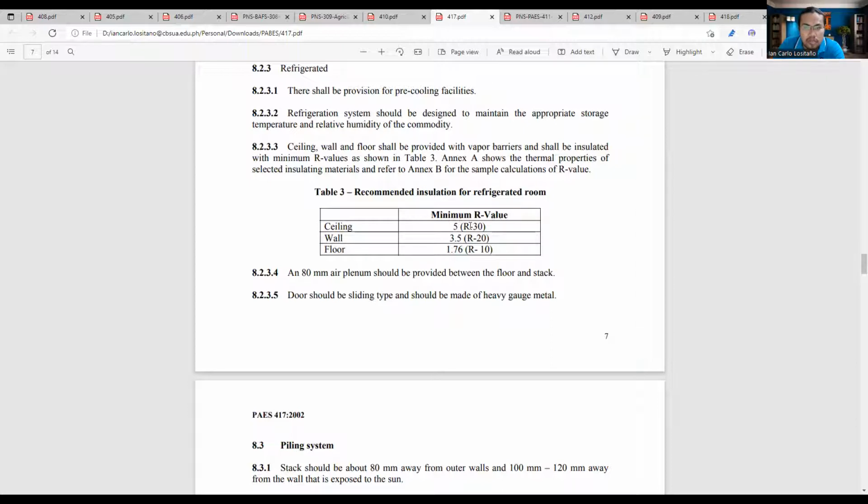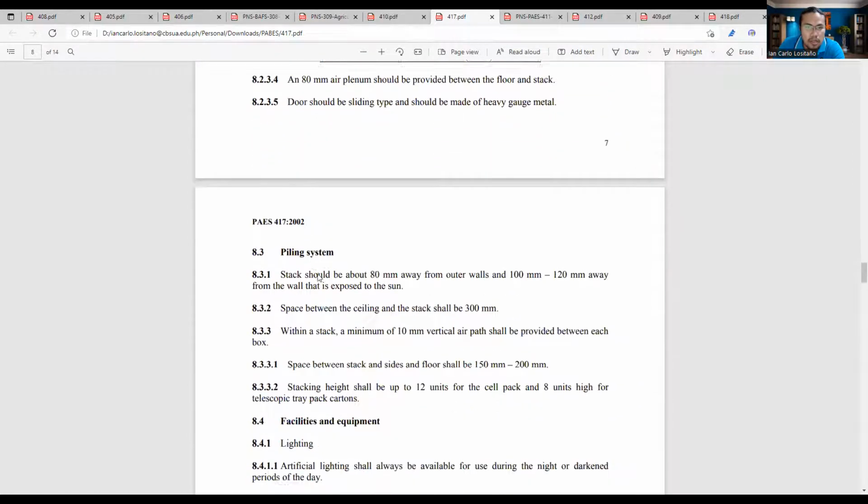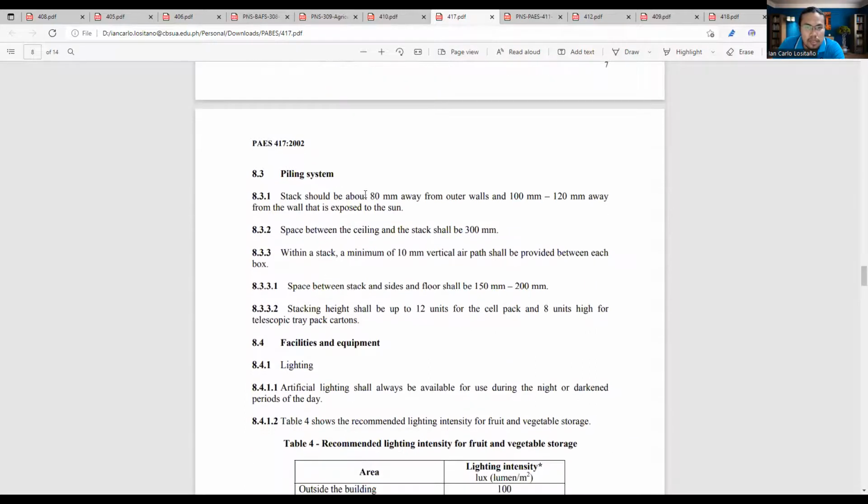For ceiling, there should be a minimum R value of 5, 3.5, and 1.76. Piling system: stack should be about 80 millimeters away from outer walls and 120 millimeters away from the wall that is exposed to the sun. Space between the ceiling and the stack shall be 300 millimeters. These are to avoid the touching of the products with the ceiling.